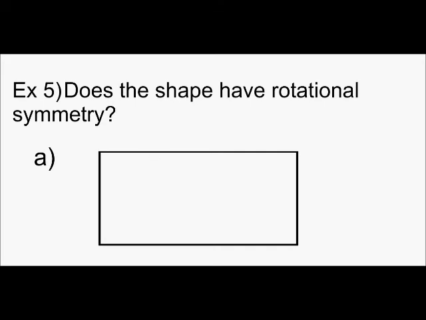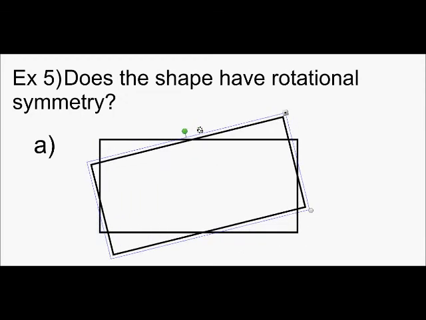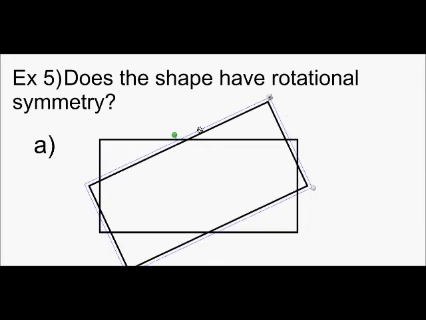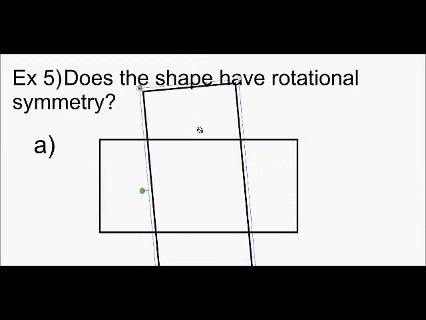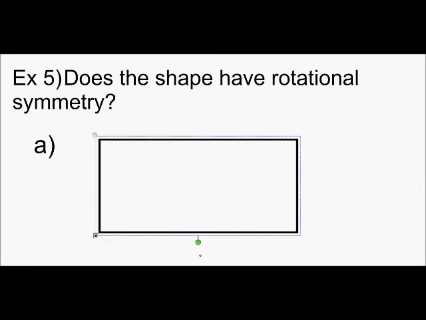Okay. Does the shape have rotational symmetry? So I already have the image here. And if I rotate it, we're going to watch where the green dot goes. When it overlaps. So not overlapping, definitely not overlapping. Nope, nope, nope. Okay, but down here, it looks like I only have one rectangle. Where's the green dot? It's on the bottom. Before it was on the top. So I went halfway around to where I started from, which means I've rotated 180 degrees. So this is yes, has a rotational symmetry of 180 degrees.